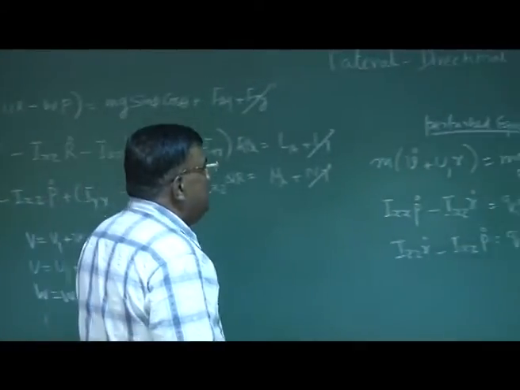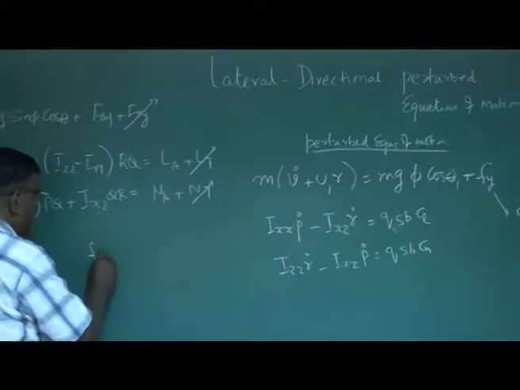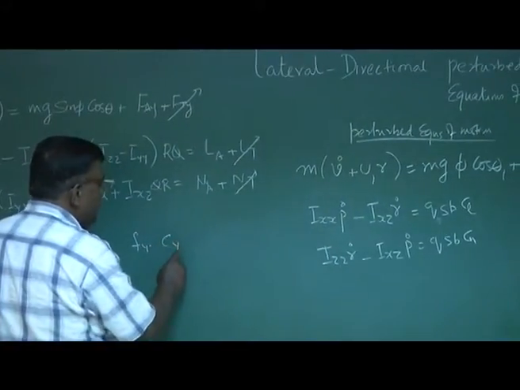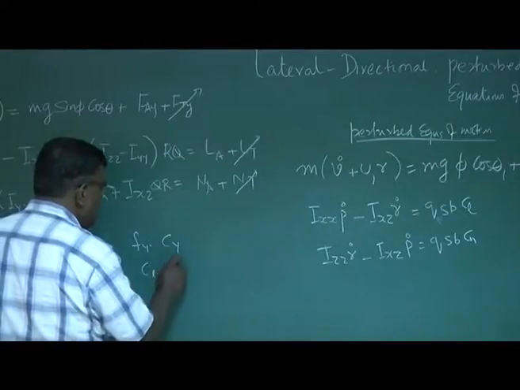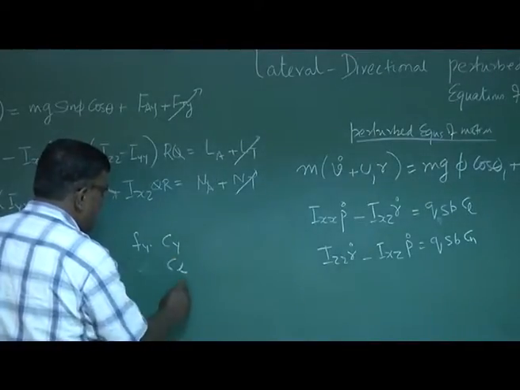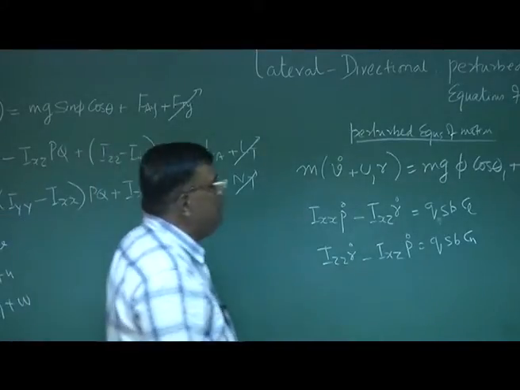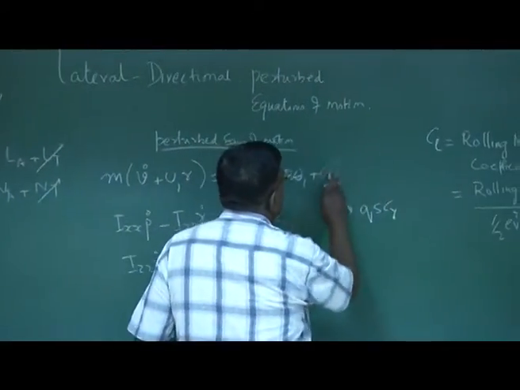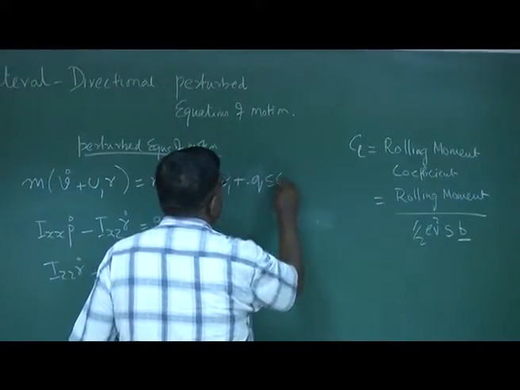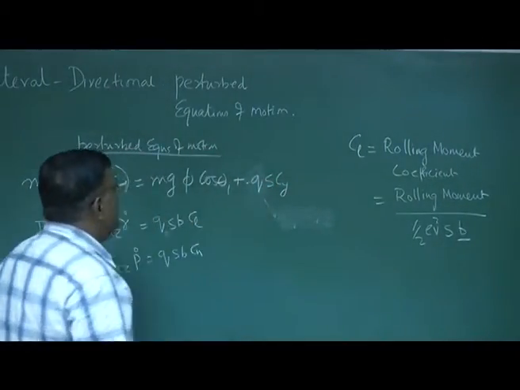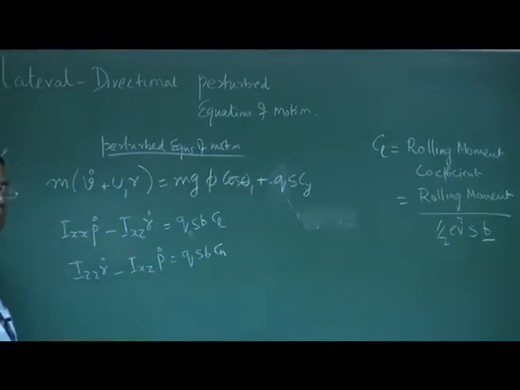Okay? Now here, where I have Fy, I have Cy, and similarly here there is a Cl, I write it Cl, I write it Cn. Let me erase this Fy. If I now no more write Fy, for your understanding, Qs Cy. As long as you understand these are perturbed forces and perturbed rolling moment and yawing moment, I have no problem.